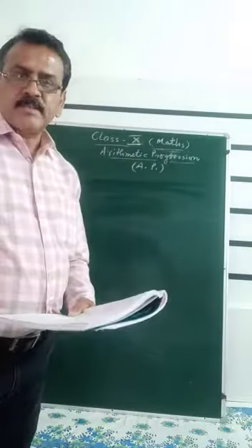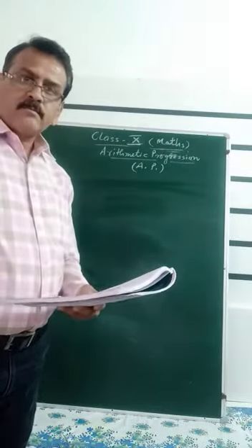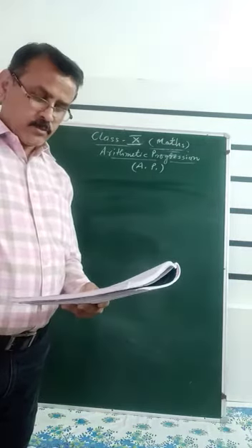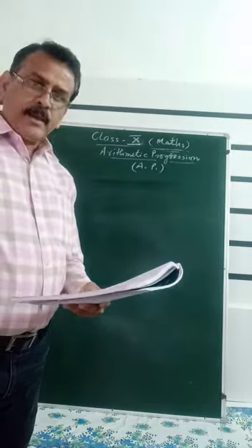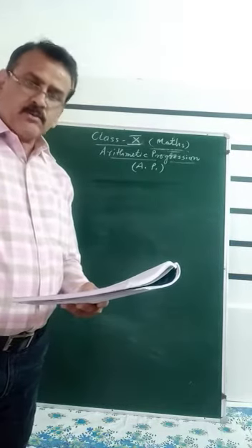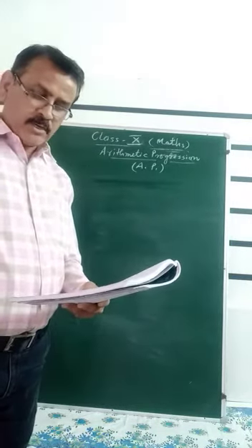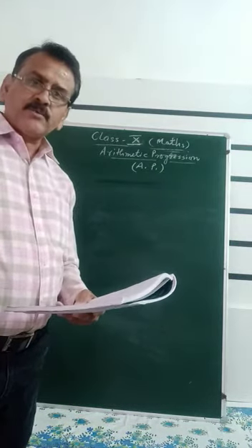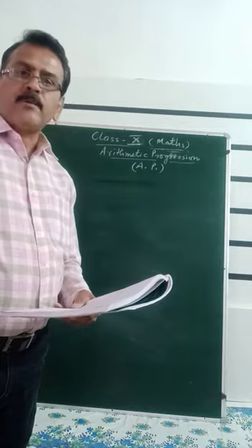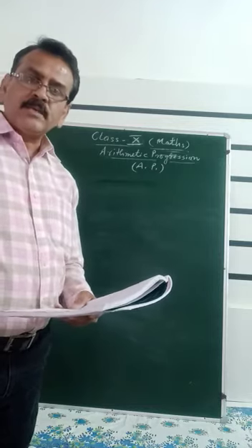Let's start with exercise 5.1. I have sent you the picture of this exercise also. Its first question is, find the first term A and the common difference D of the following arithmetic progression. Means a series is given. Of that series we have to find out the first term, that is called A, and the gap of all the numbers, that is called D.